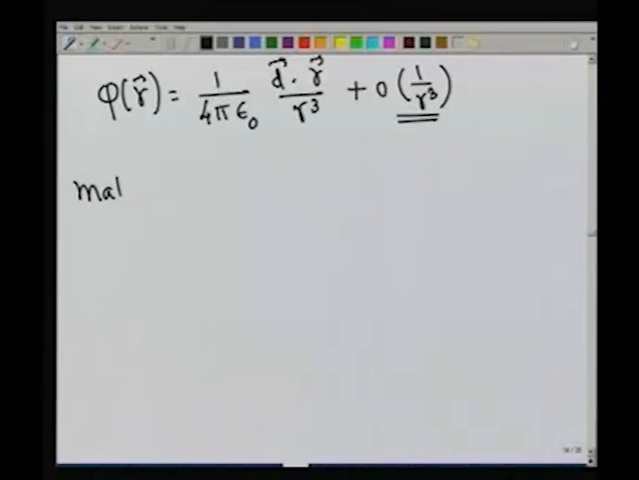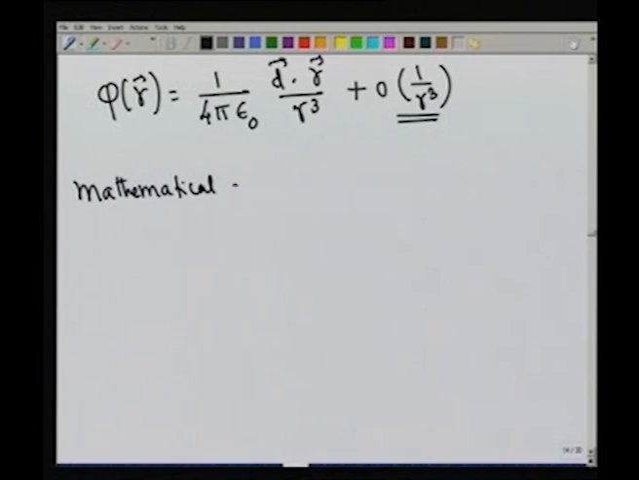So what is a physical dipole? A physical dipole is obtained by looking at two equal and opposite charges separated by a certain distance a, let us say. However, for purposes of convenience, I can also introduce what is called a mathematical dipole. That is of course an idealization, like almost everything else.